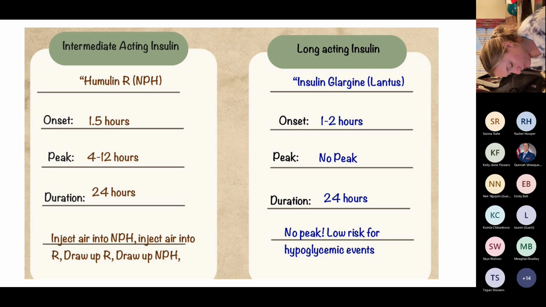Alrighty. Up next, we have insulin glargine, also known as Lantus, our long-acting insulin. This really doesn't have a peak. Therefore, no risk for hypoglycemic events. Again, it takes them throughout the day.